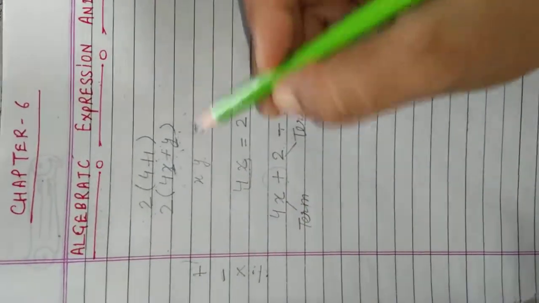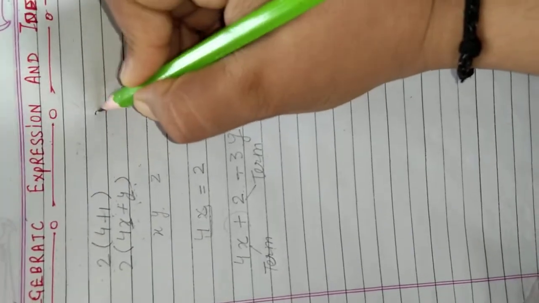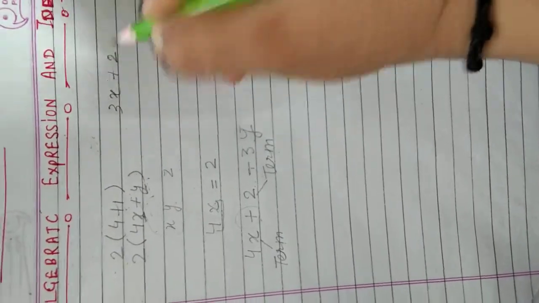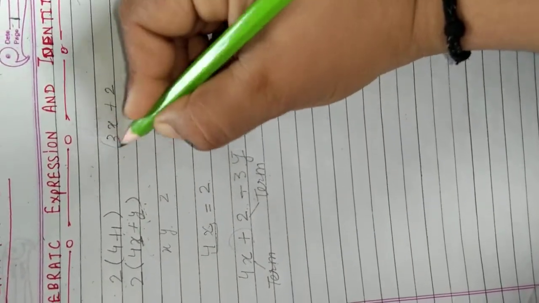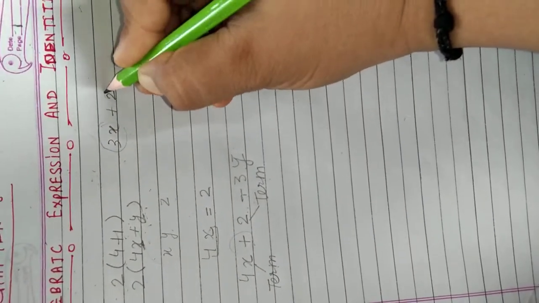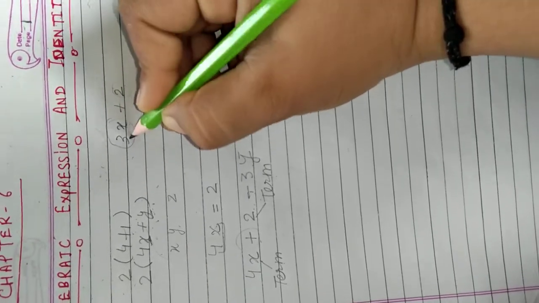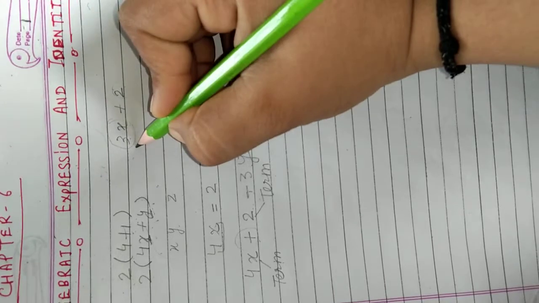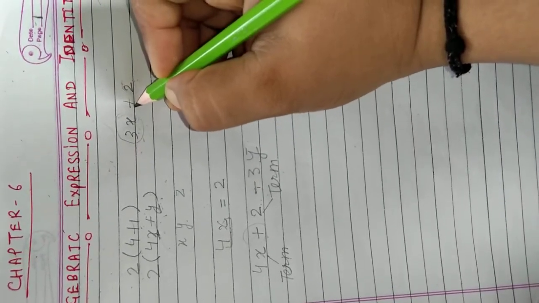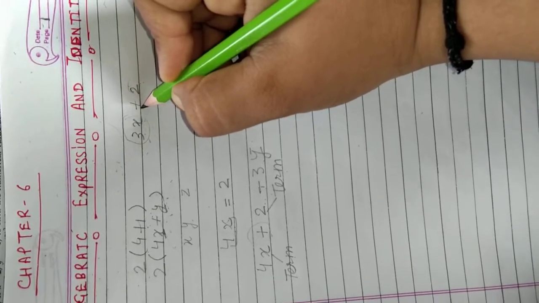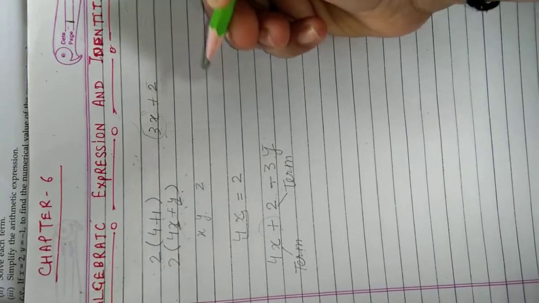Like you have another example, suppose that you have 3x plus 2. So here 3x is a term and 2 is a term. So in this expression you have two terms, 3x and 2. Both are separated by the addition operation. So here you have to find, suppose that, factors.